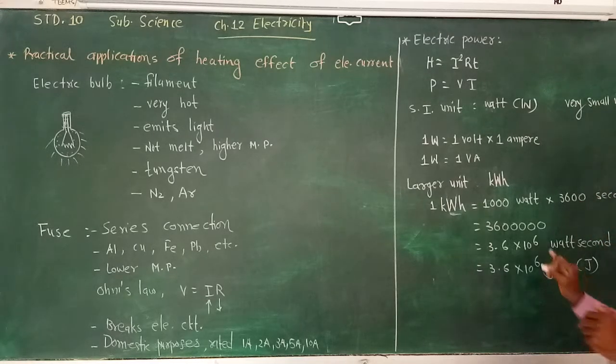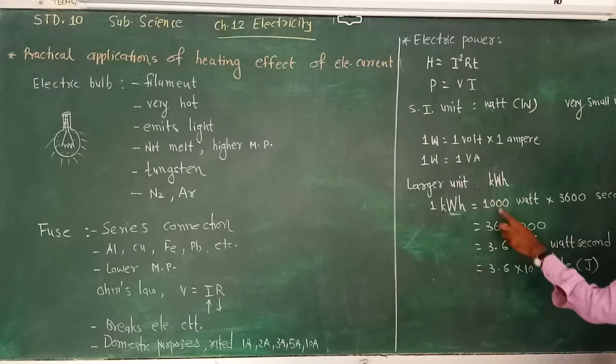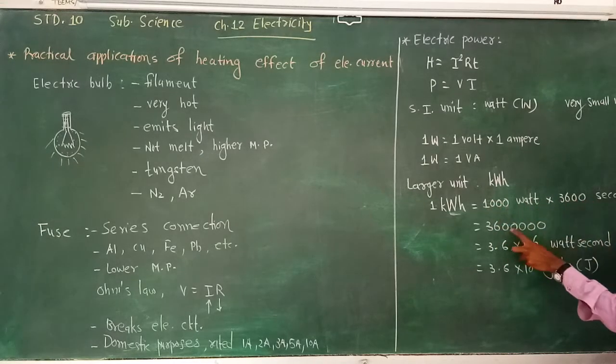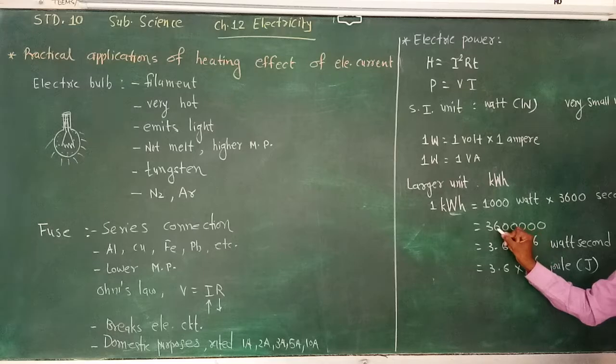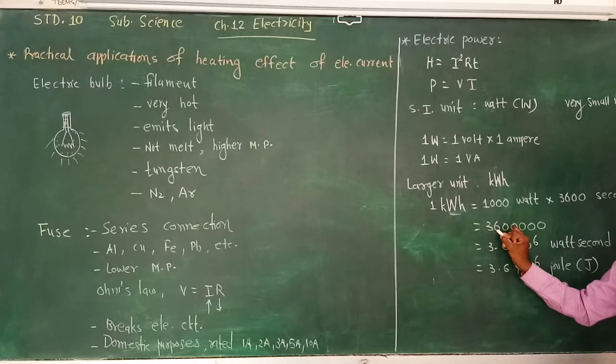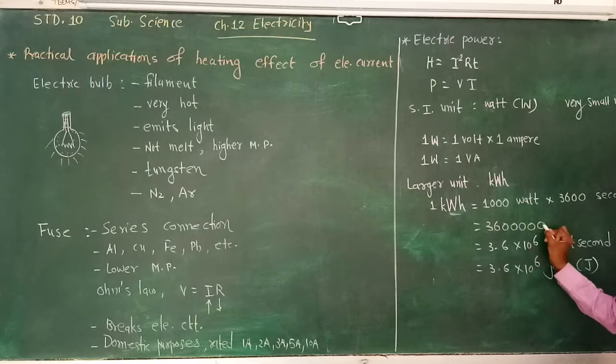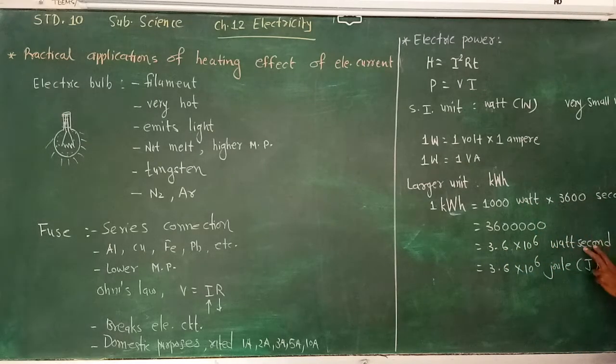That gives 3600 seconds. So 1 kilowatt hour is 1000 watt times 3600 seconds, which is 3.6 into 10 raised to 6 watt second. So 3.6 into 10 raised to 6 watt second means joule. Another unit is the joule, energy measured in joule, symbol capital J.